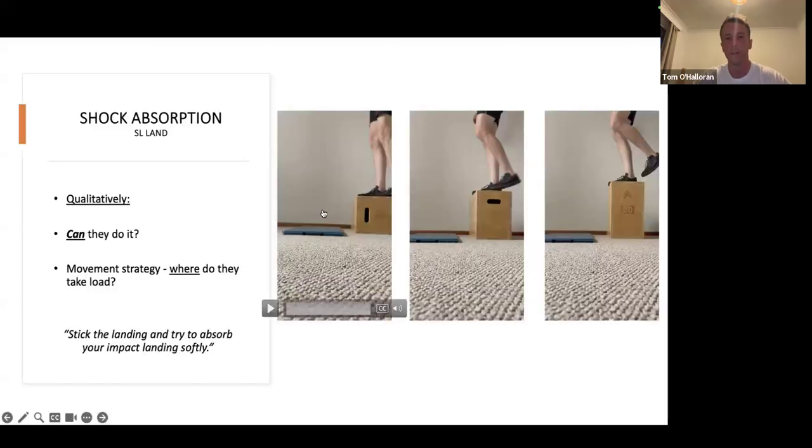So if I look at shock absorption, if we took technology out of it for a bit, generally I think that 30 centimeter box is the best for me. But this test is probably my most useful test and my most used reassessment and direction for rehab. So basically, can they do it?